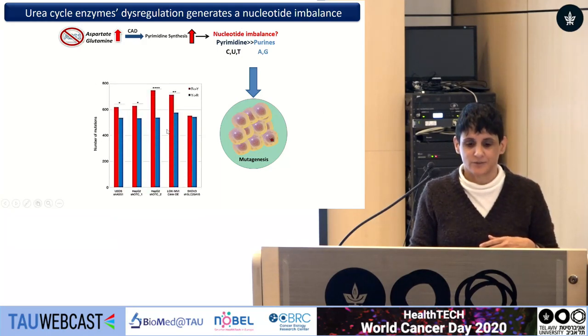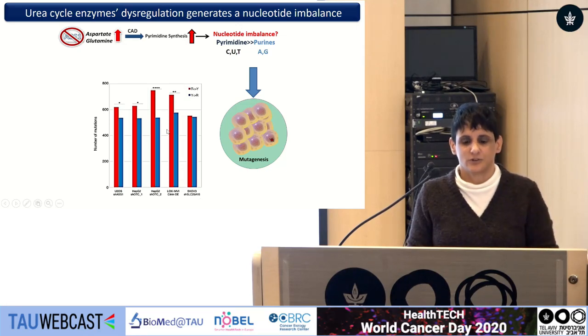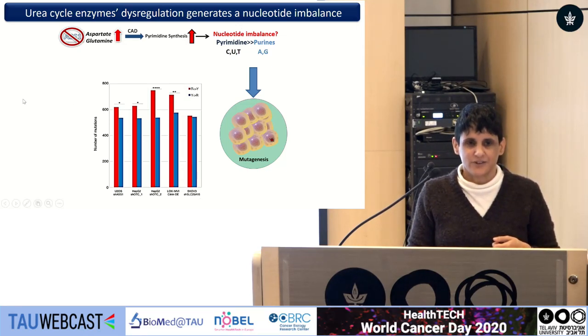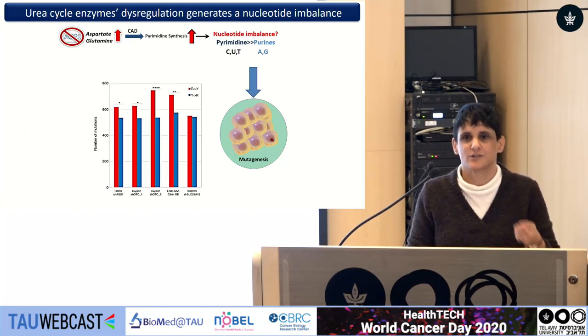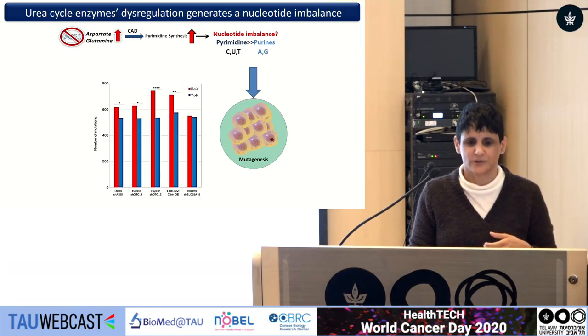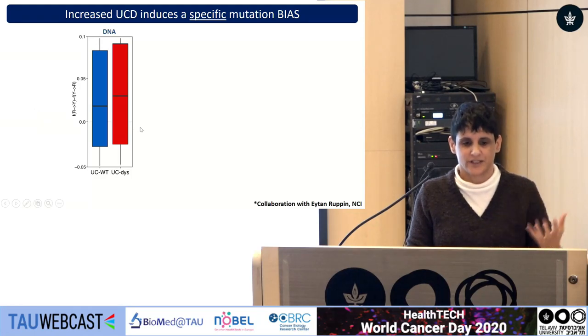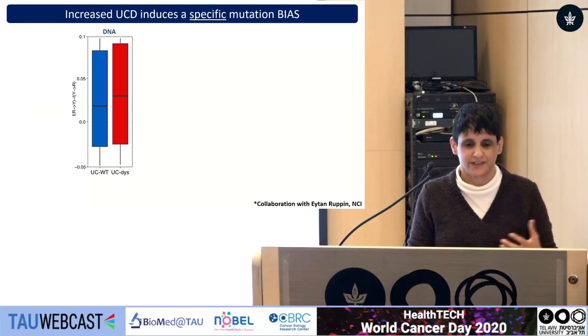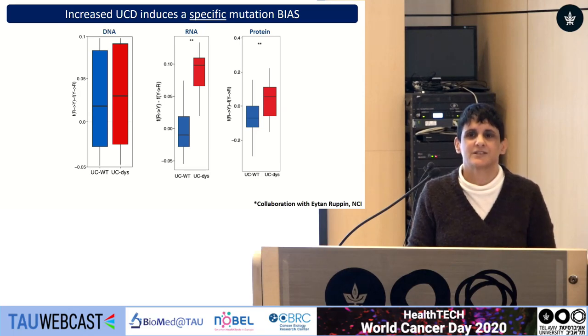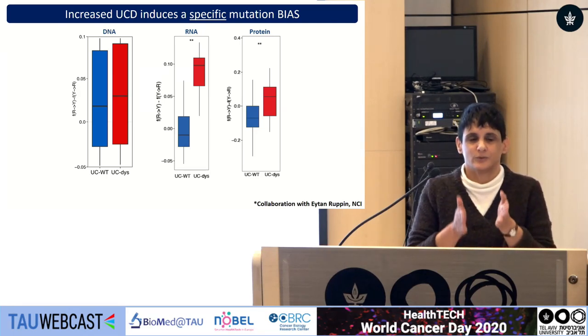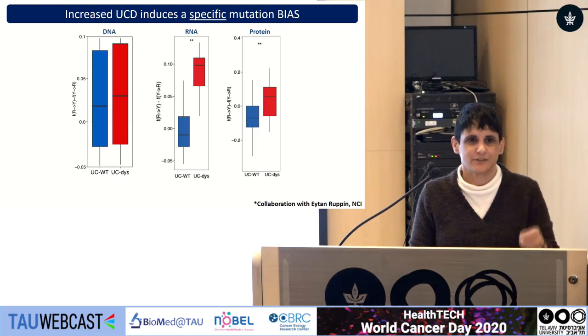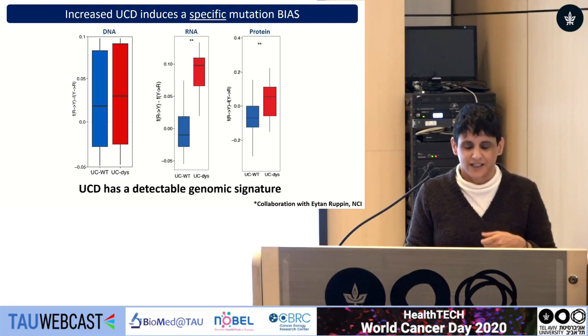And indeed, when we sequenced all these cells, we found that when we induced UCD, we found a very specific type of mutation, not any mutation, but a specific type, whereby purine is replaced by pyrimidine because of the high abundance. And then we looked at the TCGA database, and again, with the help of Eitan Rupin, we were able to show that at the DNA, RNA, and protein levels, when we have high UCD, we have a higher level of specific mutation where purine is replaced by pyrimidines. And so it is a very specific genomic signature.